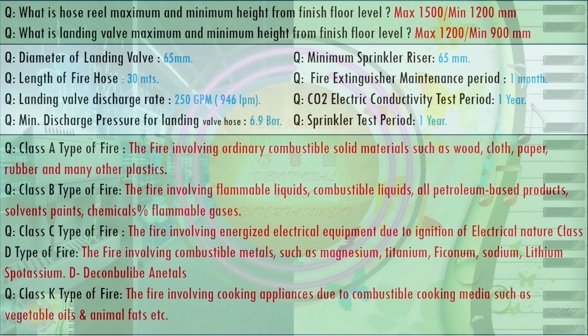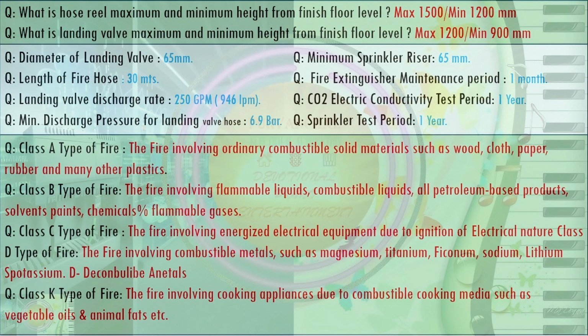Now we'll discuss the types of fire, which is a common and general question. Almost all interviewers ask about it. What is class A? Class A, you can say, is normal, a general fire like wood, cloth, paper, rubber.